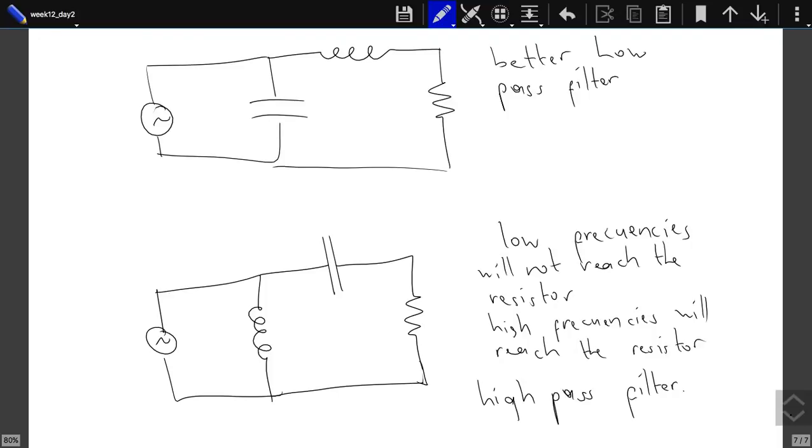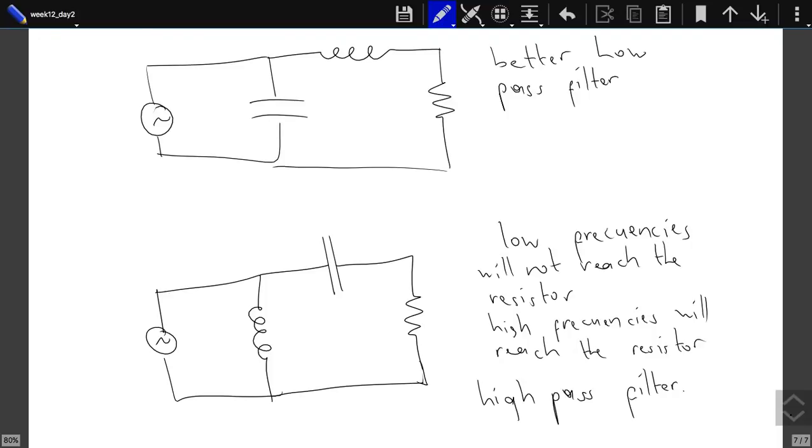Low frequency just means that the current is not changing much in time. It is slowly changing, but if it is slowly changing, all the time the capacitor is fully charged. So if it is fully charged, it will not let the current pass through. In this case, also in the above case, it's basically the same principle. At low frequencies, the capacitor doesn't allow the current to pass.